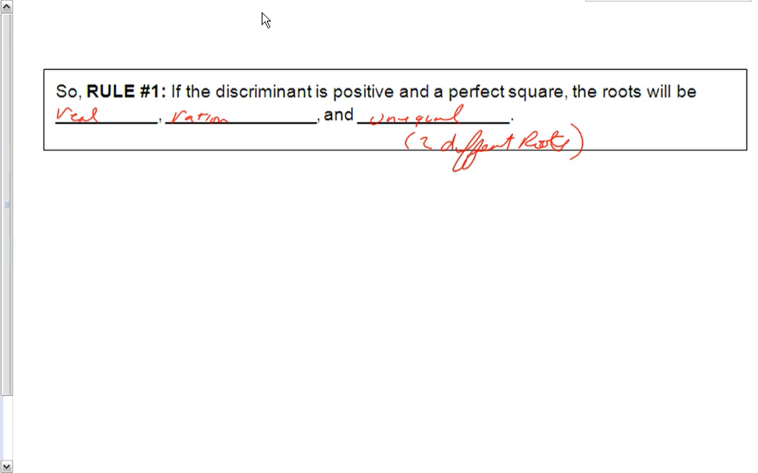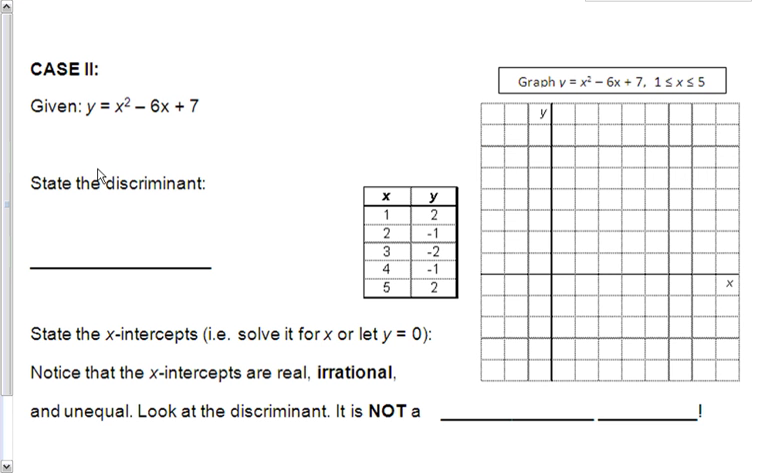The second one is this one. Sorry, let's find the discriminant of this thing. It's b squared minus 4ac. It's negative 6 squared minus 4 times 1 times 7. It's 36 minus 28, which is 8.